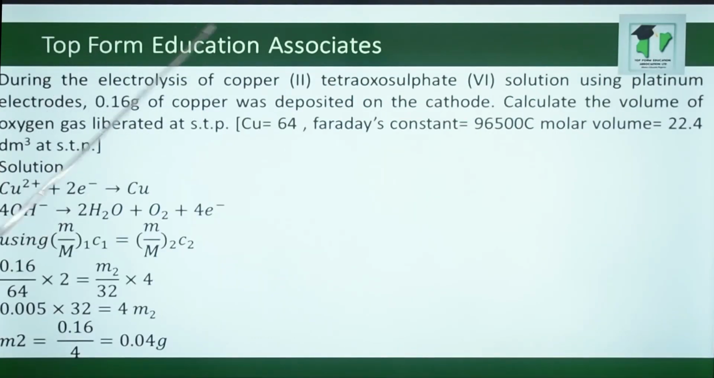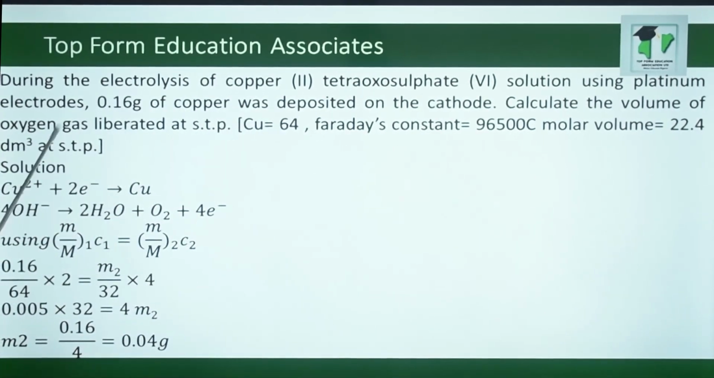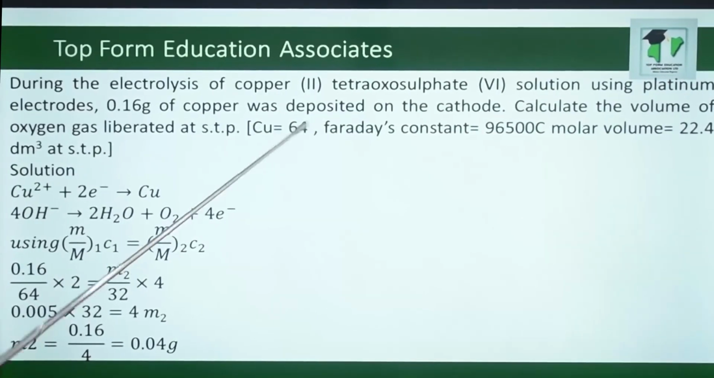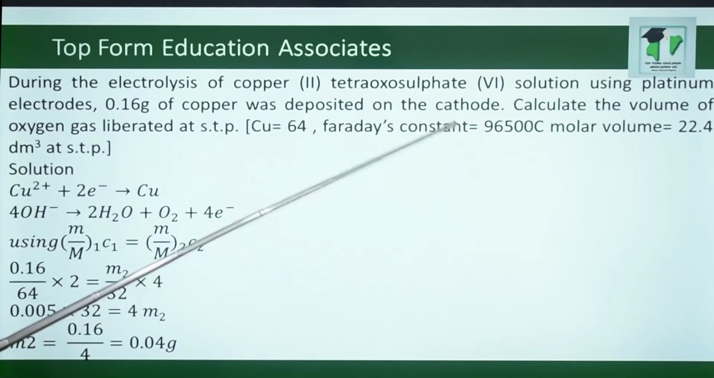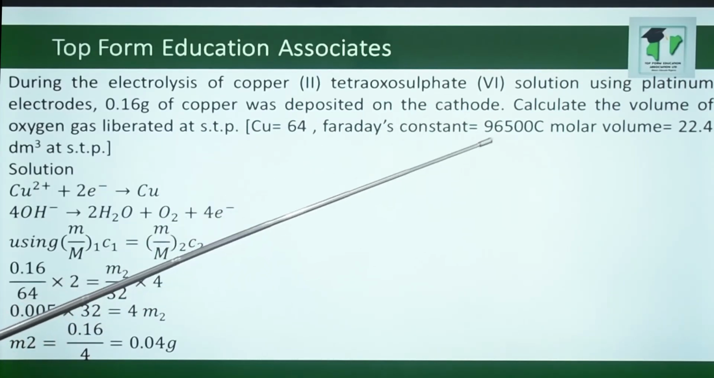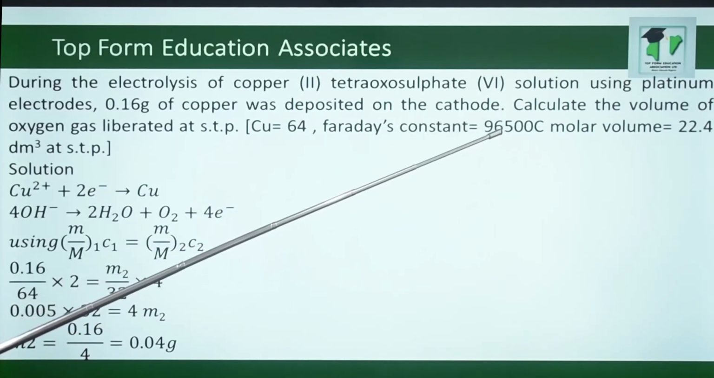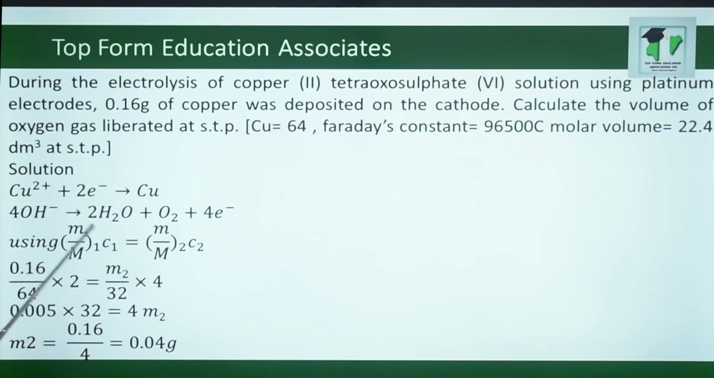During the electrolysis of copper 2 tetraoxosulfate 6 solution using platinum electrodes, 0.16 gram of copper was deposited on the cathode. Calculate the volume of oxygen gas liberated at STP. Copper is 64 grams. Faraday's constant is 96,500 coulombs. 1 molar volume at STP is 22.4 dm³. Solution: copper is a divalent metal, while oxygen gas uses 4 Faradays.